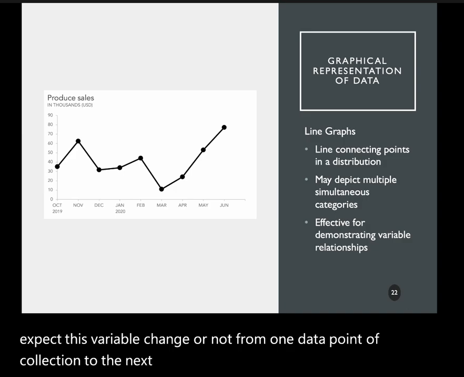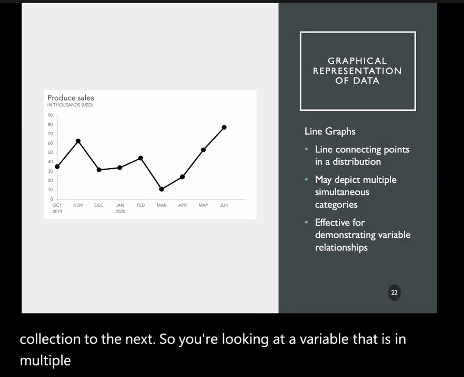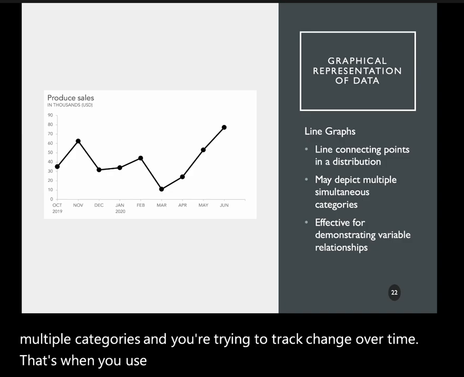So you're looking at a variable that is in multiple categories and you're trying to track change over time. That's when you use a line graph.